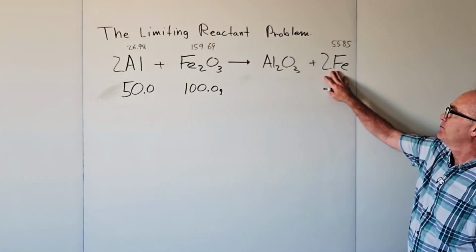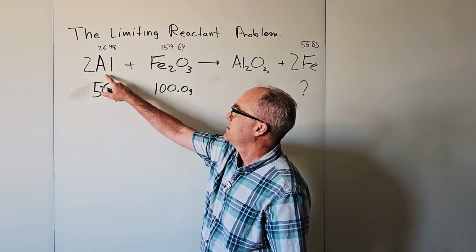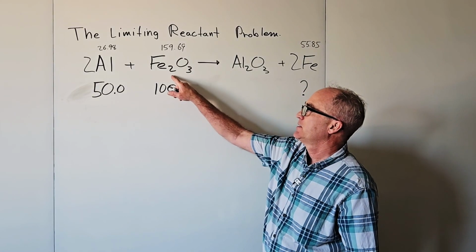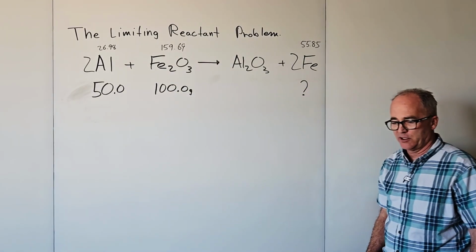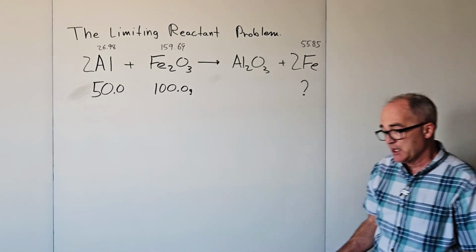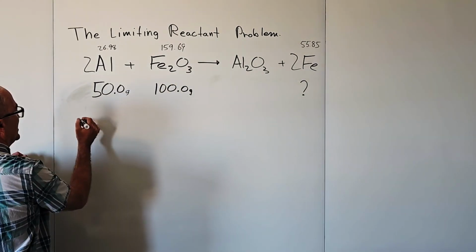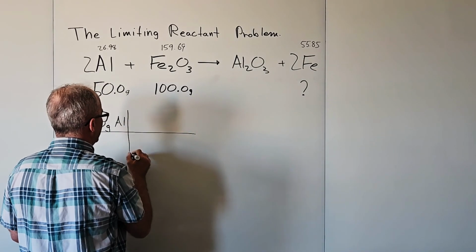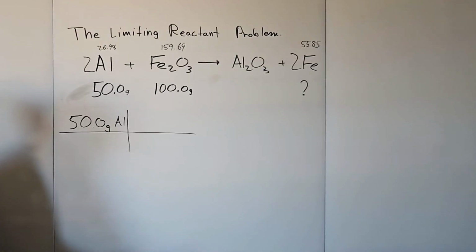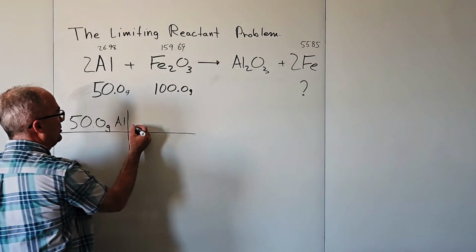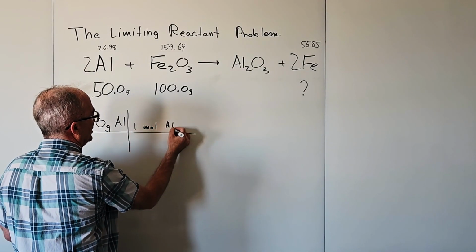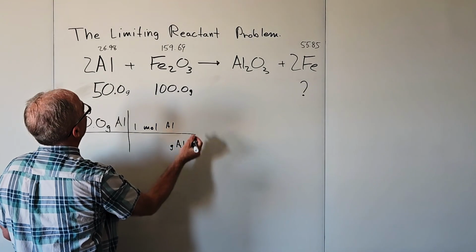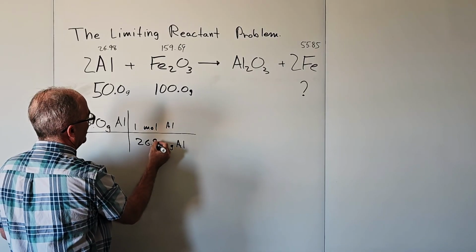I'm going to calculate the mass of iron based on the mass of this starting material. Then I'm going to do it again based on the mass of that starting material and see what happens. So I'll start out with 50 grams of aluminum. Pull out your mole map and say, Eric, you've got to convert to what first? Yeah, everything proceeds through the mole. 1 mole of aluminum contains so many grams of aluminum. Look up at the periodic table.